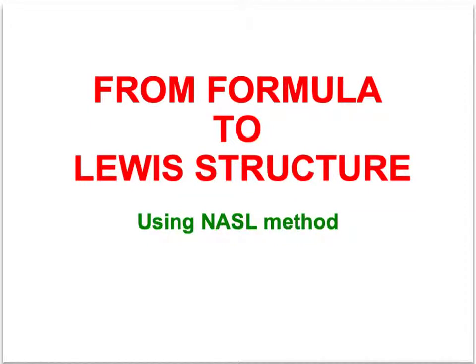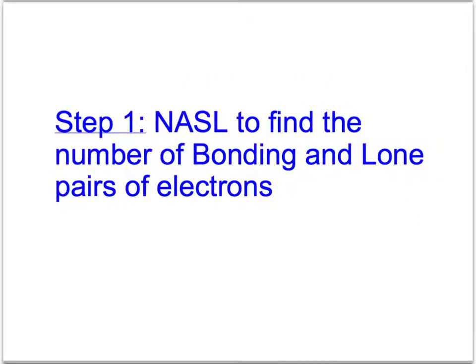This is a short tutorial to help you review how to get to the Lewis structure of any covalent compound using the NAS method. The first step will be to find the number of bonding and lone pairs of electrons to be distributed between elements of that compound.